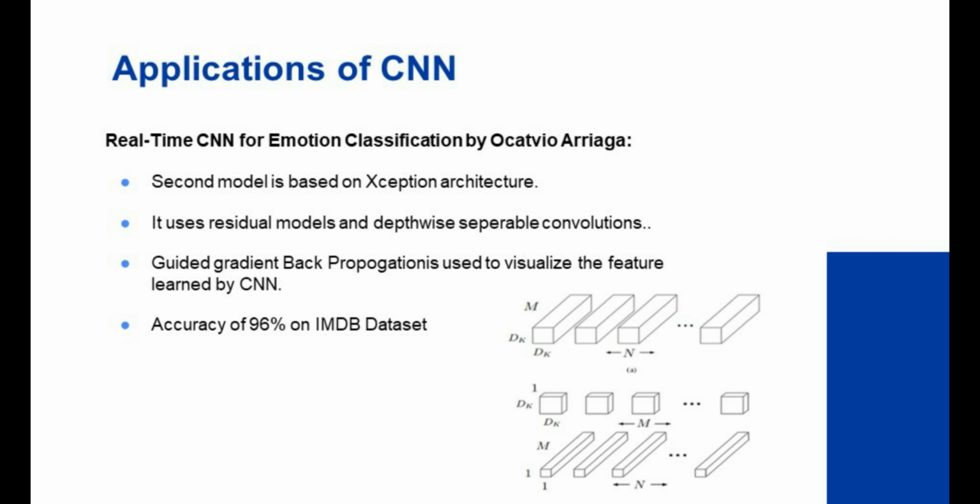They got an accuracy of 96% on the IMDb gender dataset and 66% on the FER 2013 emotion dataset. They used guided gradient backpropagation to visualize the features learned by the CNN.